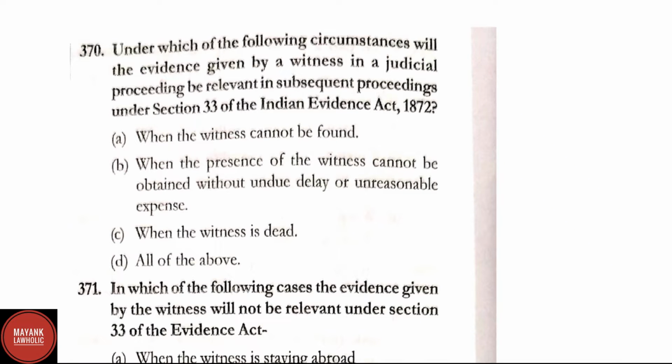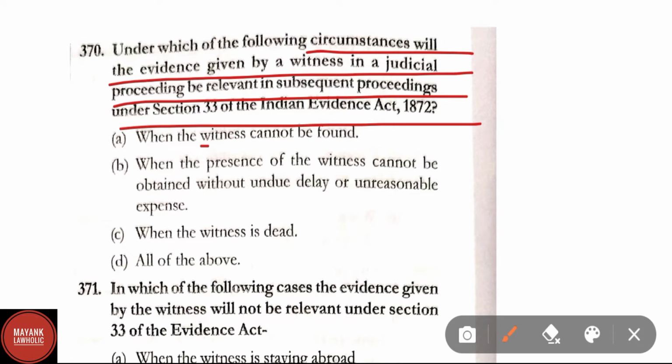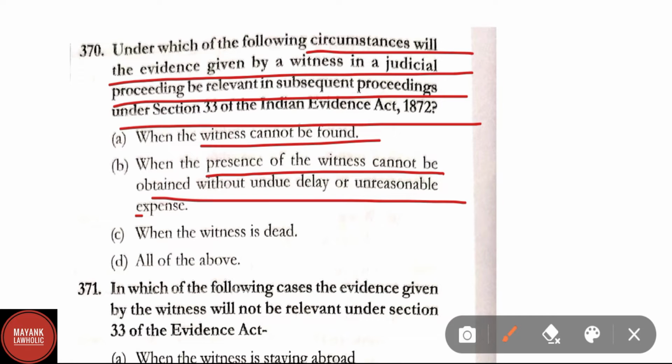Question number 370. Under which of the following circumstances will the evidence given by a witness in a judicial proceeding be relevant in subsequent proceedings under section 33 of the Indian Evidence Act 1872: when the witness cannot be found, when the presence of the witness cannot be obtained without undue delay or unreasonable expense, when the witness is dead, and option D, all of the above. Here the correct answer is option D, that is all of the above.